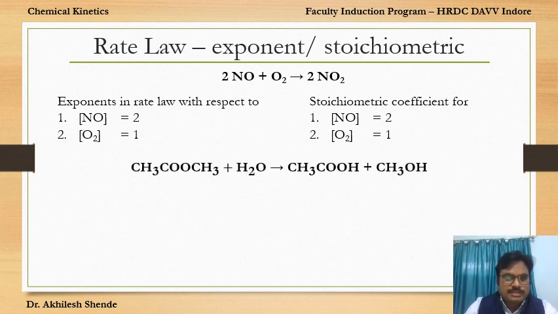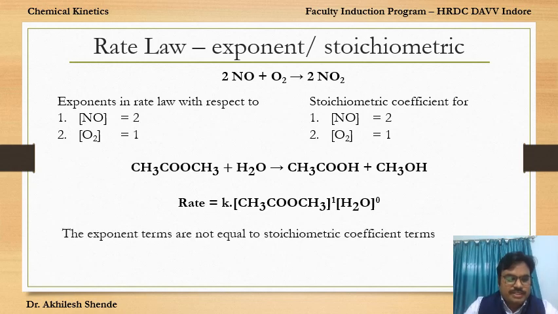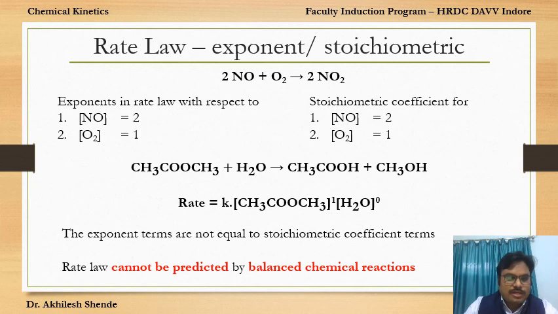Let's look at this equation. For this reaction, if we write the rate law, that is equal to K concentration of methyl acetate to the power 1 and concentration of H2O to the power of 0. In this case, the exponent terms are not equal to the stoichiometric coefficients. Hence, the rate law cannot be predicted by the balanced chemical equation.